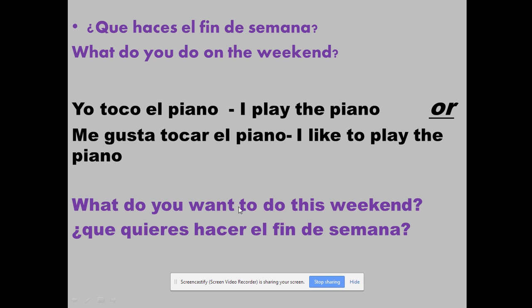So you're going to write, ¿Qué quieres? What do you want? And then the word for to do is hacer. So, ¿Qué quieres hacer el fin de semana? And we remember we wrote this down when we were talking about days and months. The word el fin de semana was the end of the week or the weekend. So go ahead and push pause if you need to write this down.